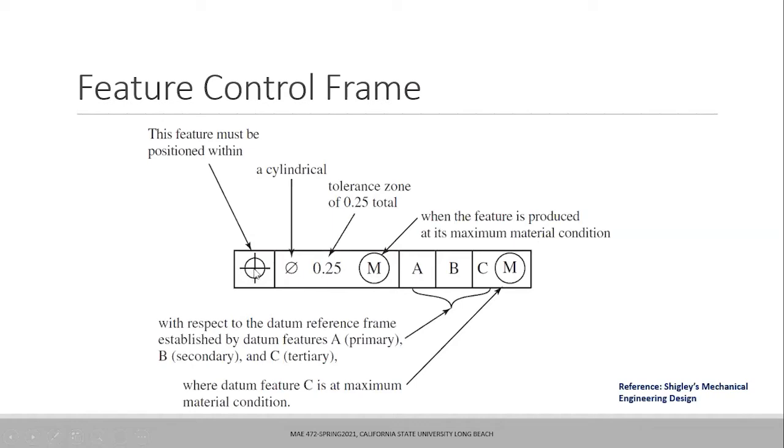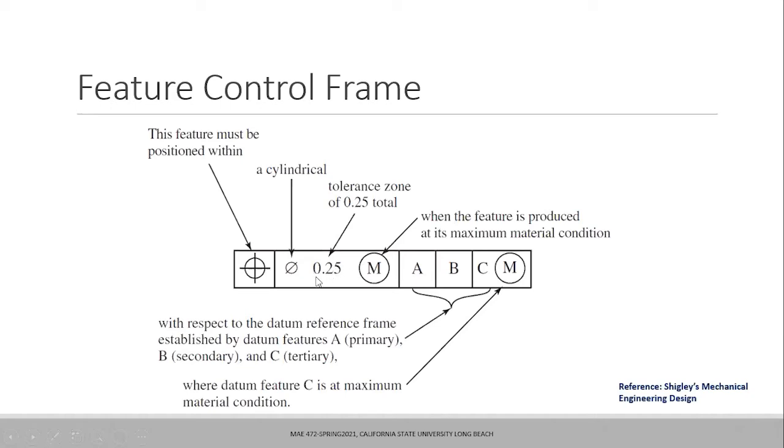The first compartment contains a symbol, the GD&T symbols that we have just seen a while ago. This symbol represents a position control. As I mentioned before, position control is quite often used in any drawings that use GD&T symbols. We'll discuss what position control means in a second. The second compartment contains the amount of tolerance you are providing.